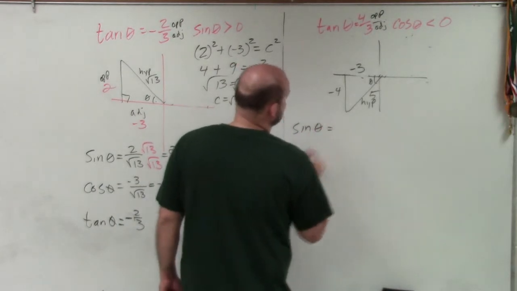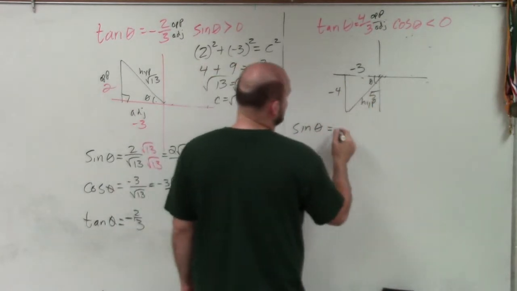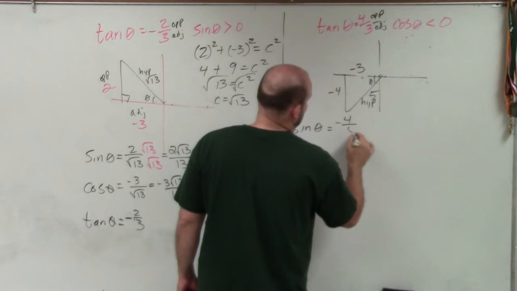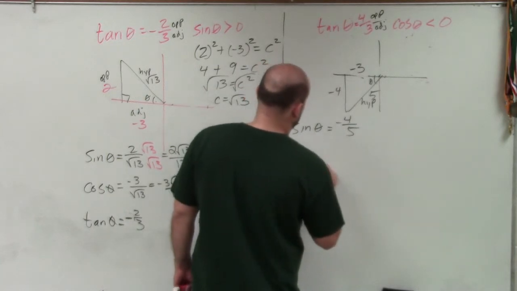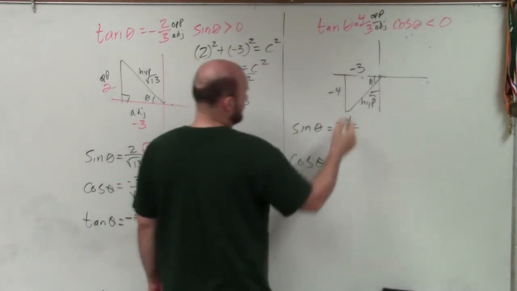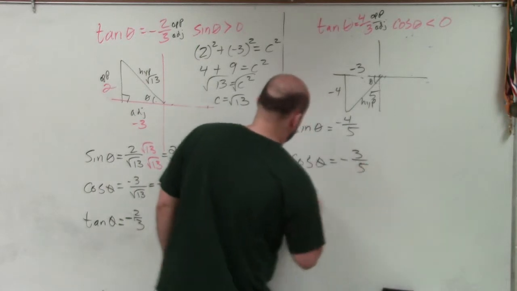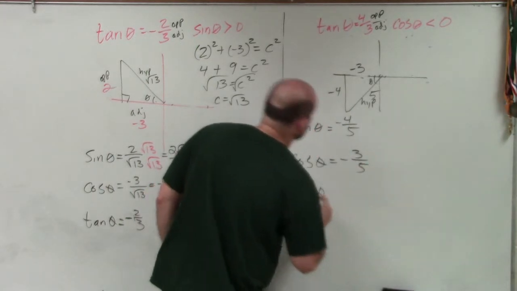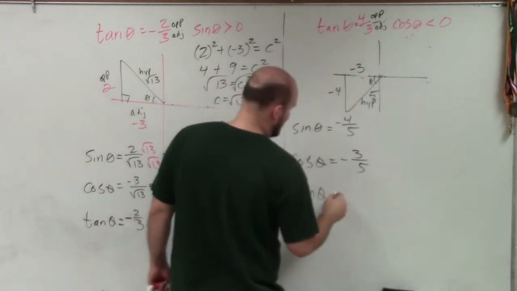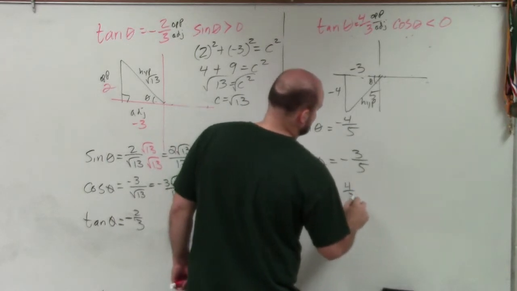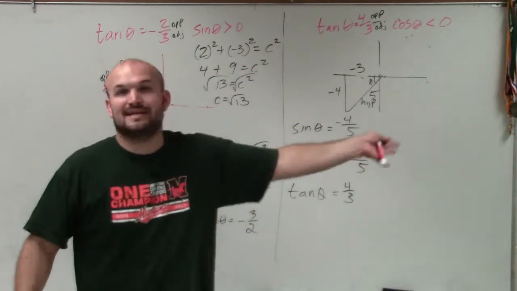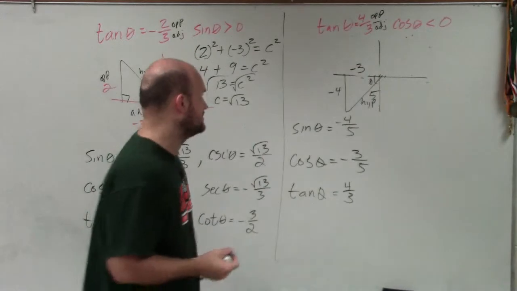All right, so now let's identify our sine, cosine, and tangent. So sine of theta is going to be opposite over hypotenuse, negative 4 over 5. Cosine of theta equals adjacent over hypotenuse. And tangent of theta is opposite over adjacent, which they already have for us, which is 4/3. So you can see how this works. Negative 4 divided by negative 3 gives you positive 4/3.